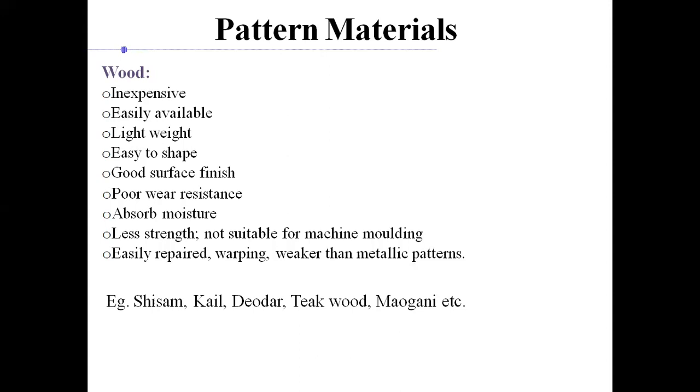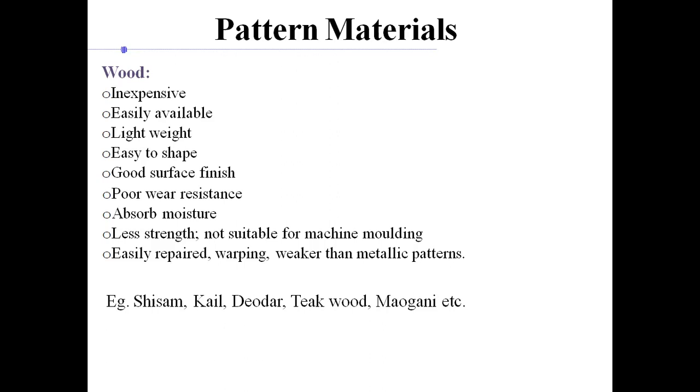Good surface finish, but poor wear resistance, right? The wear resistance is quite poor, because as opposed to metal, which is quite hard, wood is not so hard, isn't it? So abrasion, etc. That's why poor wear resistance. It absorbs moisture. That is one of the major limitations in using a wooden pattern. It absorbs moisture, so the moisture of the molding sand would be absorbed by this wood. And what happens when it absorbs that? It swells, right? The dimensions would change. So that's a major limitation that we have.